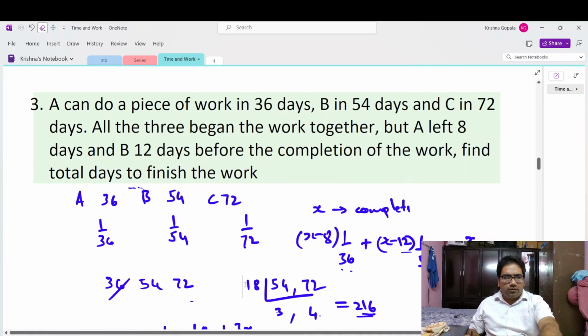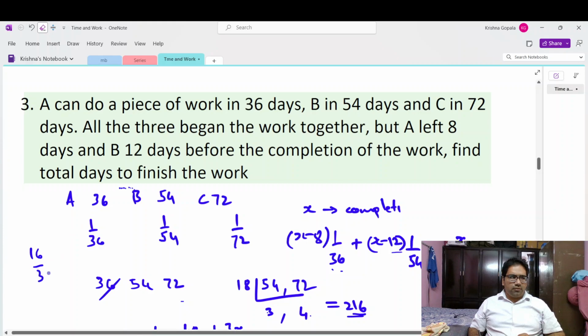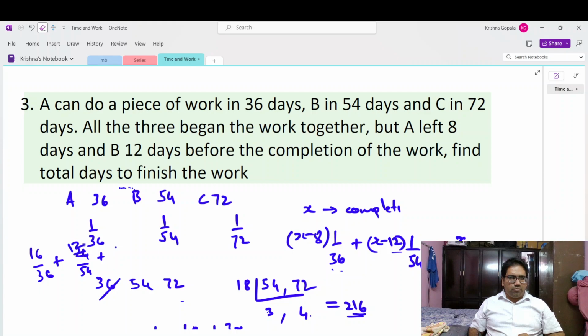Okay. So you can verify this. You can put this 24 here. 16 by, so actually 16 by 36 plus 24 by 54 plus, sorry, this is 12 by 54 plus 24 by 72. This is equal to 1, just for your verification.